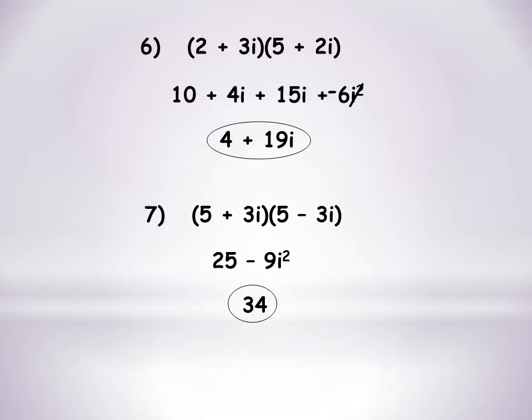When you multiply those together, the middle terms actually end up dropping out, and you'll have 25 minus 9i squared. The i squared is a negative 1, so it'll be 25 plus 9 for a 34. And again, these are called complex conjugates. They are parentheses that have the same numbers.